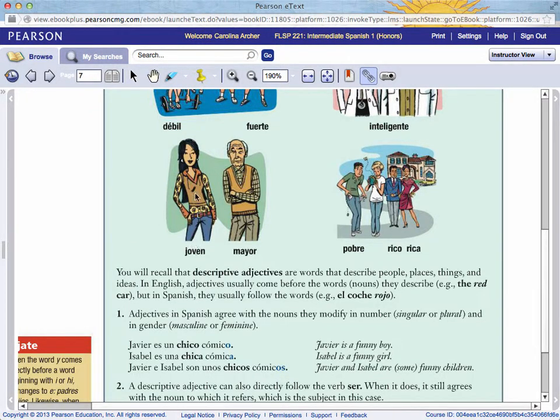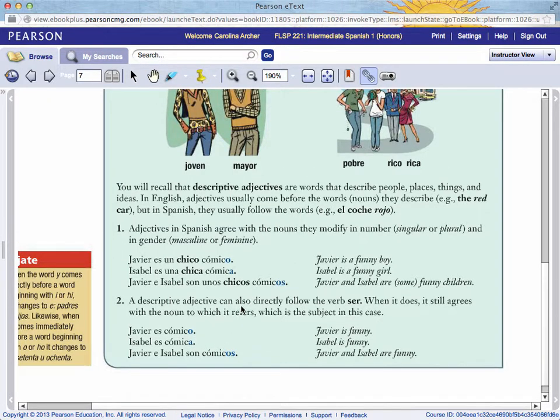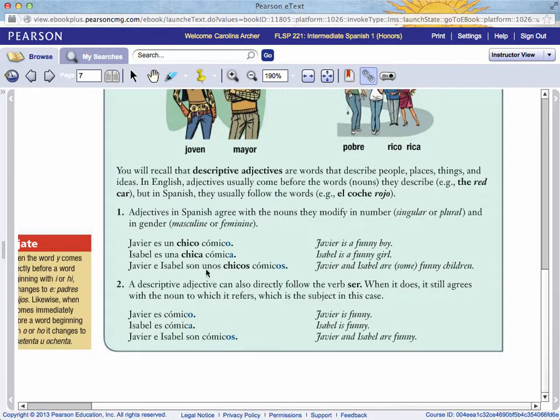Pobre, rico y rica. Okay? Muy bien. All right, so adjectives in Spanish have to agree with the nouns that they modify in number and in gender. So always remember that you have to make them agree with those two things. Okay, Javier es un chico cómico. Isabel es una chica cómica. Javier y Isabel son chicos cómicos. Okay, muy bien. So a descriptive adjective can also directly follow the verb ser. Okay. You can say el chico es cómico o Javier es un chico cómico. Okay? Javier es cómico, Isabel es cómica.